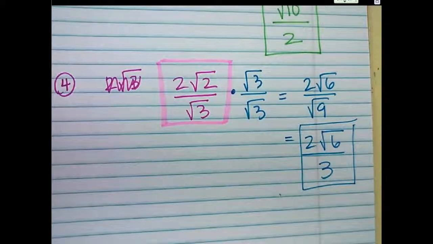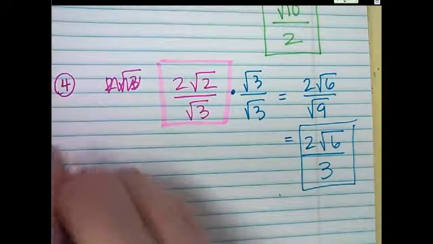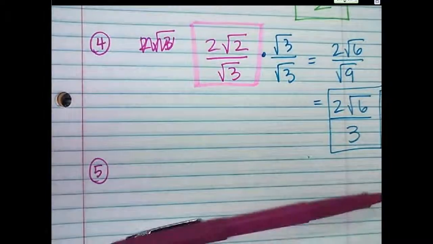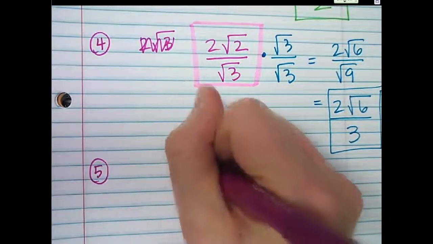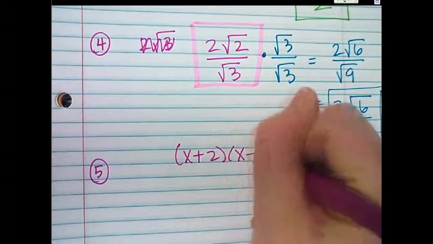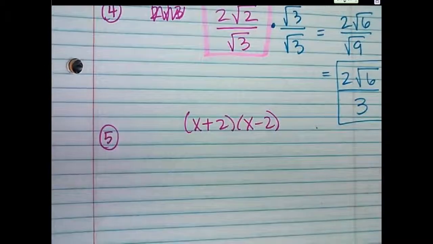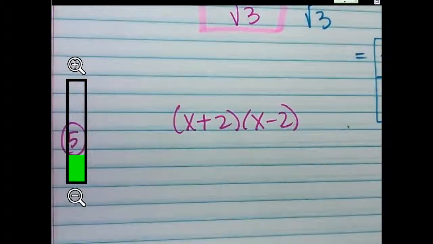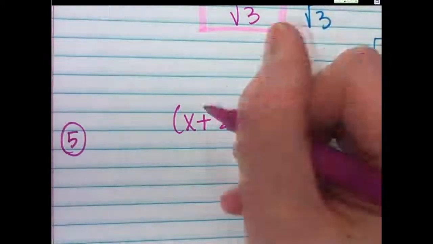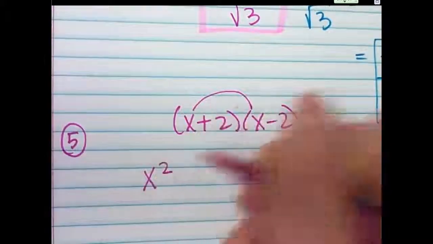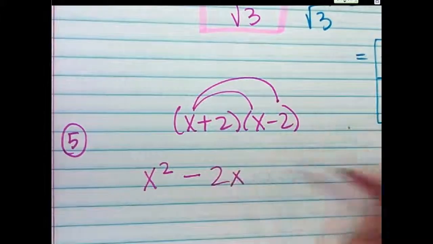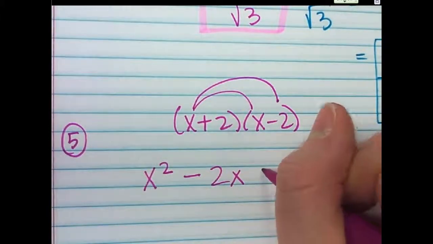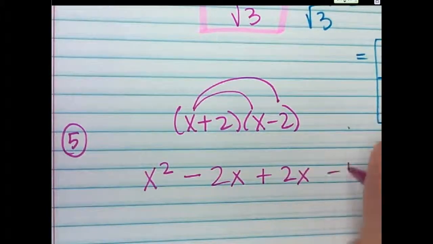All right, number 5. Okay, so this one we're gonna get a little bit different. Before I do number 5, let me do this with you. If I give you x plus 2, x minus 2, and I say, let's FOIL this, you would do what? Distribute. So I would get x squared minus 2x, and then what? Plus 2x. Plus 2x minus 4.